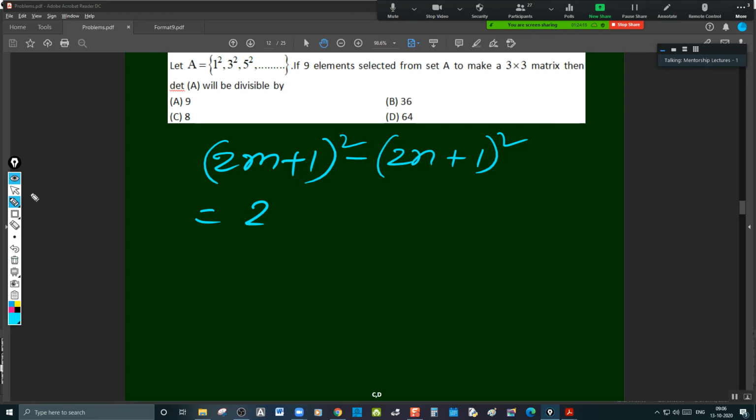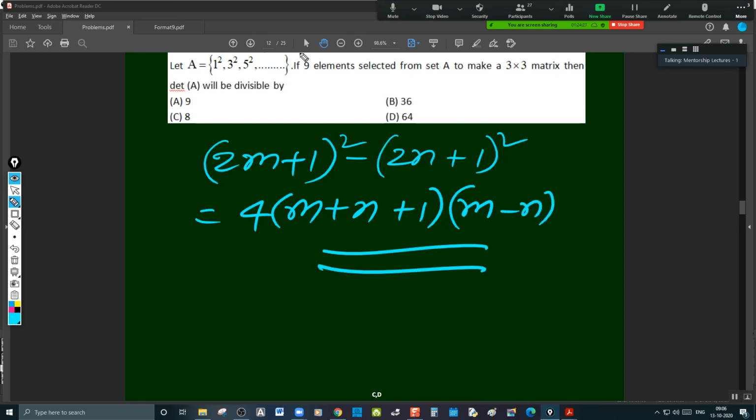You also think about it. m plus n plus 1 into m minus n. In this form, whether it is divisible by 9 or 36 or 8 or 64, you just decide. That should be the minimum value. Okay, you try that. We will discuss that in the next class. Come on, see that. Next one, please.